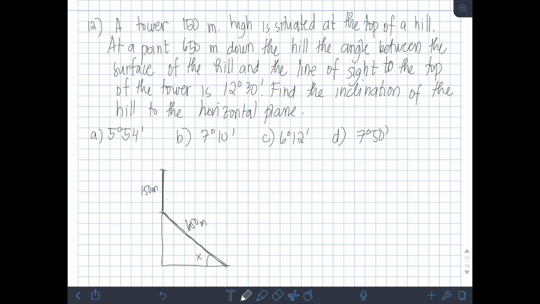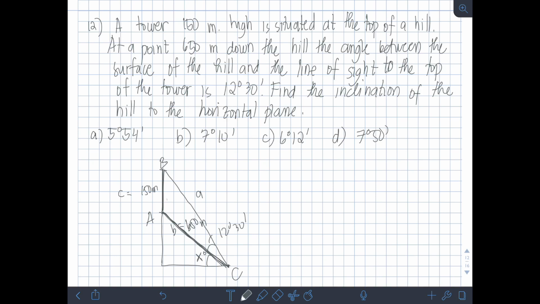Yung angle daw between this 650 meters at yung line of sight from the top of the tower to the point on the horizontal plane, let's say this point is 12 degree and 30 minutes. Okay, so ano raw yung angle of inclination nung hill to the horizontal plane? Let's say ito yung x degree nito. Okay, so analyze natin. So, nakabuo tayo ng triangle, diba? Let's say triangle ABC. Okay, so meron tayong side opposite sa angle C na 150 meters, side opposite sa angle A, let's say A, tapos side opposite sa angle B, let's say small b.